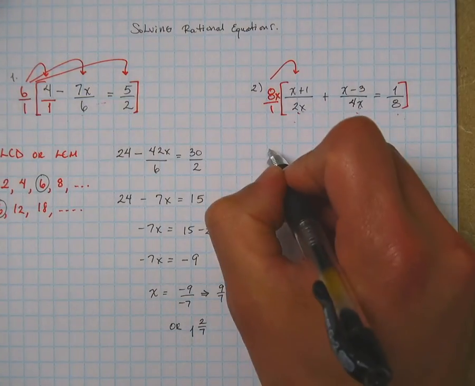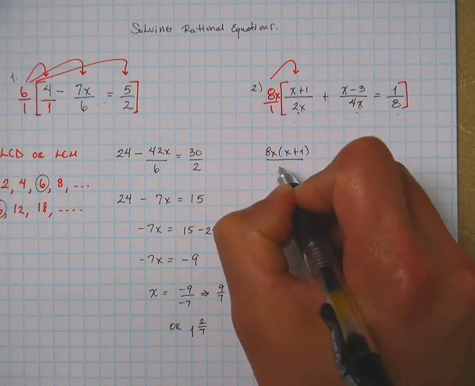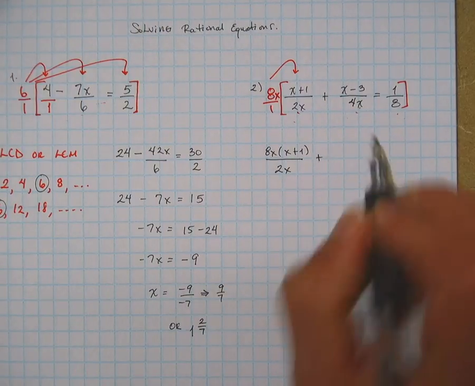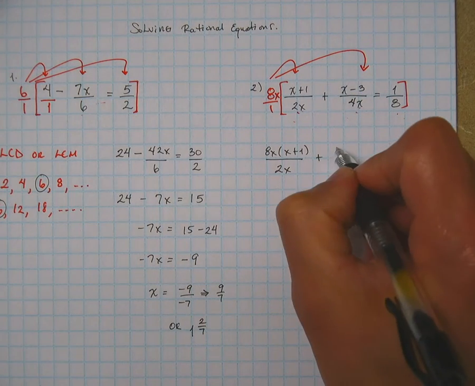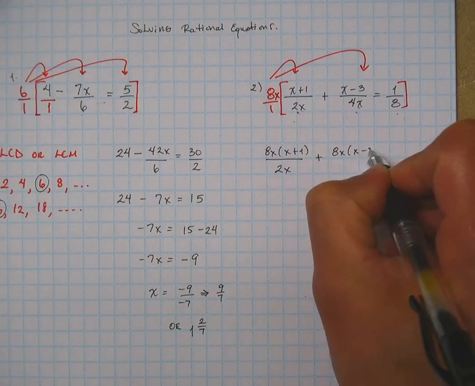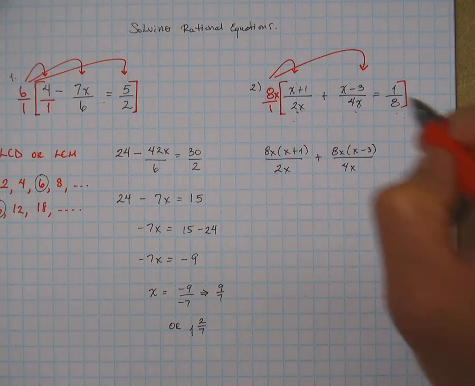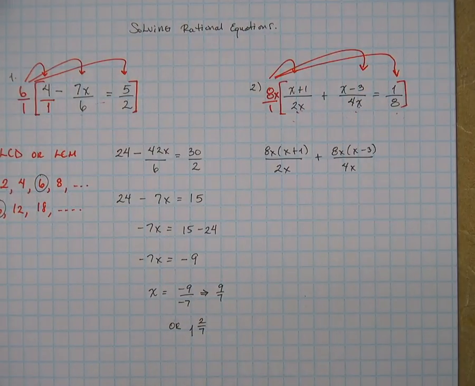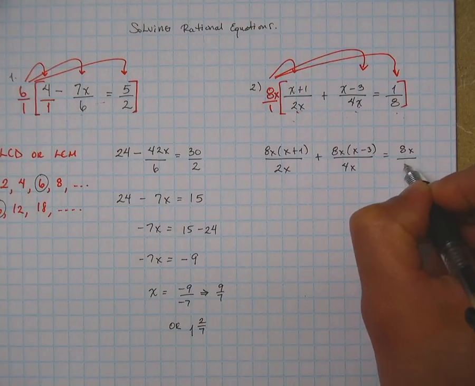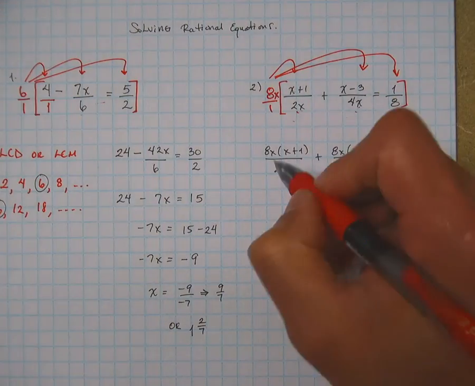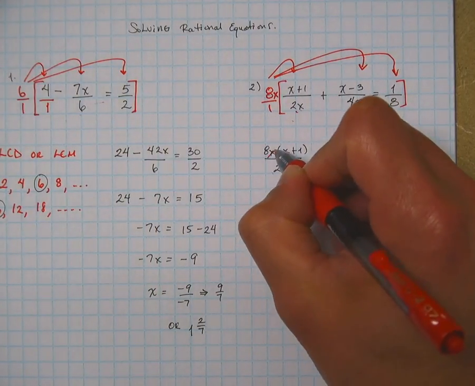So when I get the top, I'm going to get 8x times x plus 1. On the bottom, I have 2x. Then I have this guy here. Same thing, I have 8x times x minus 3 over 4x. Continue, and then we're going to do this last one. We're going to have 8x times 1 divided by 8. And then you notice we're going to go ahead and simplify. These guys out here are monomials. They're by themselves. So I can simplify that.